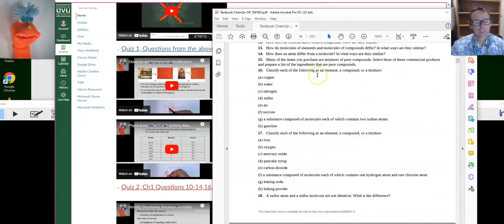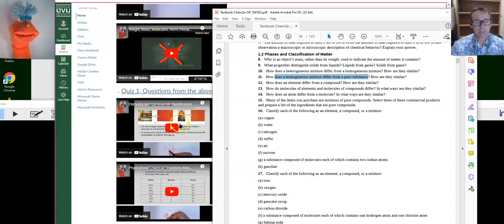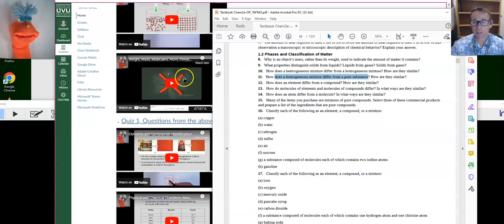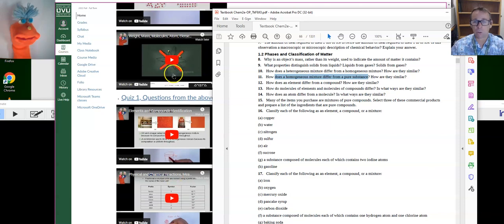All right. Let's say I'm working on number 11 here, and I'm having some trouble figuring it out. Yeah, I was going to say, I don't know what a homogeneous mixture is. All right, homogeneous. How does a homogeneous mixture differ from a pure substance? Good question. All right. How can I figure that out? Well, obviously, you can watch these videos. These videos will help remind you, because these videos are very similar to what we go over in class.